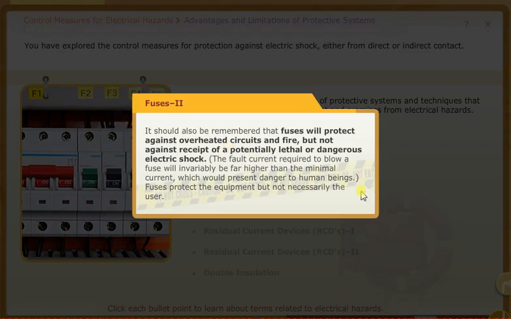Fuses 2. It should also be remembered that fuses will protect against overheated circuits and fire, but not against receipt of a potentially lethal or dangerous electric shock. The fault current required to blow a fuse will invariably be far higher than the minimal current, which would present danger to human beings. Fuses protect the equipment, but not necessarily the user.